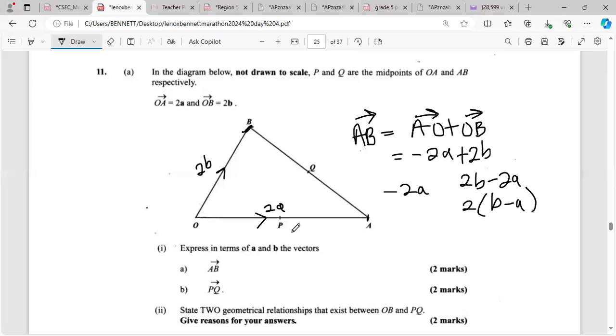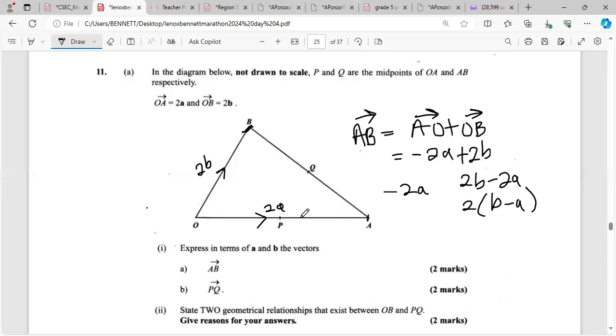And then now, we go from P to Q. Since we know AB, could we just divide it by 2?